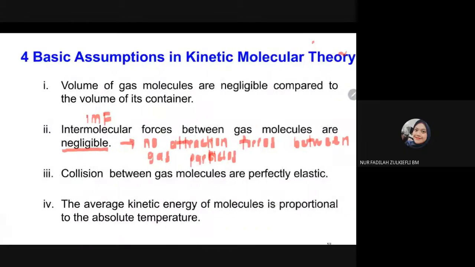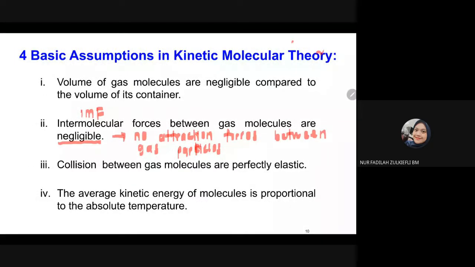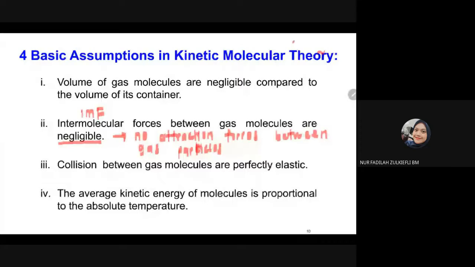That's why the second postulate tells you, ingat sampai bila, intermolecular forces between gas particle molecules ni are negligible. No attraction forces at all. Okay. Ini untuk ideal gas. Cumanya teacher nak bagi tahu awal-awal, okay, ada certain condition di mana akan wujud intermolecular forces antara gas particle. Itu kita belajar kemudian. Itu bila kita nak compare antara ideal dengan real. Kalau untuk ideal gas, ini sifat dia. Okay, right. The second things adalah collisions between gas molecules are perfectly elastic.